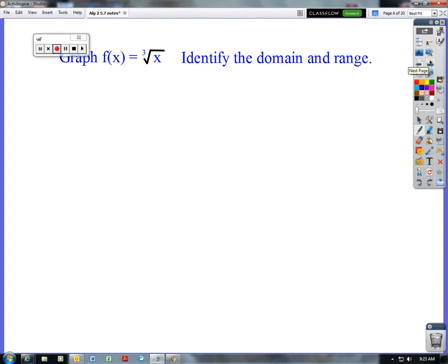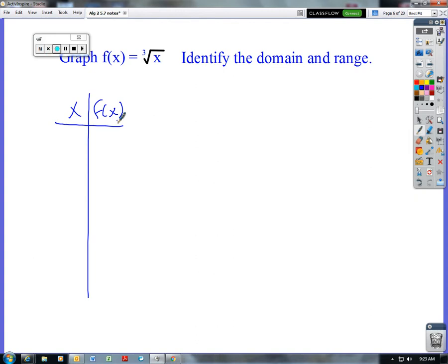Now we'll do the cube root, and I already did this briefly on the first slide. So again, this time I want to be selective with my x's. I want to choose numbers I can take the cube root of. Can I take the cube root of a negative number? And the answer is yes.